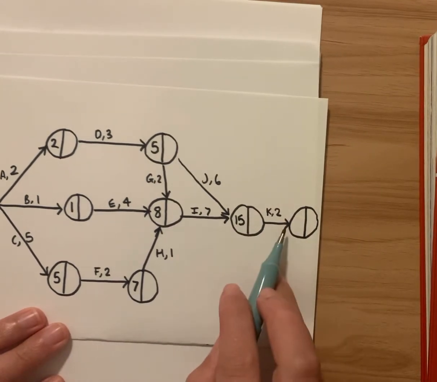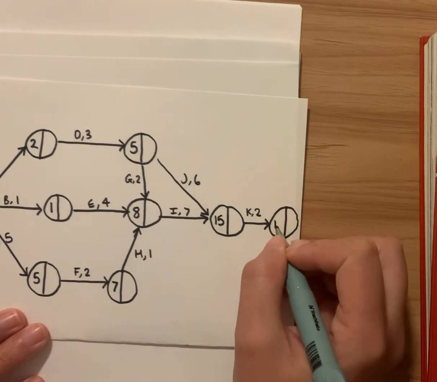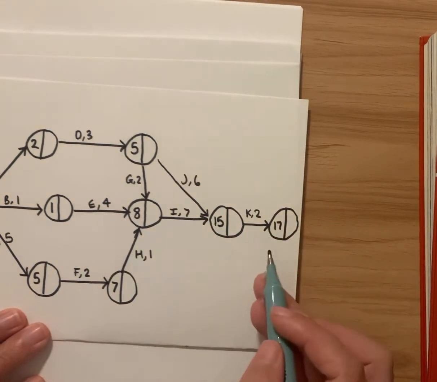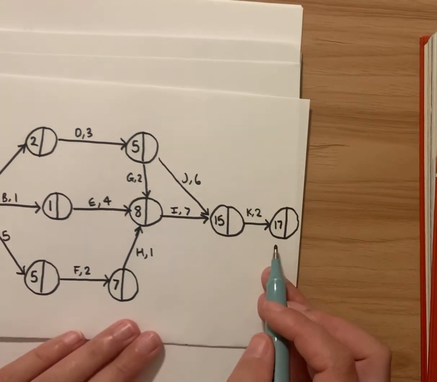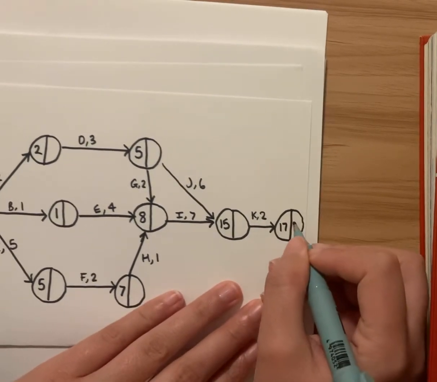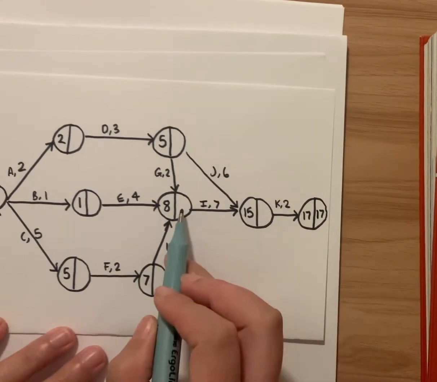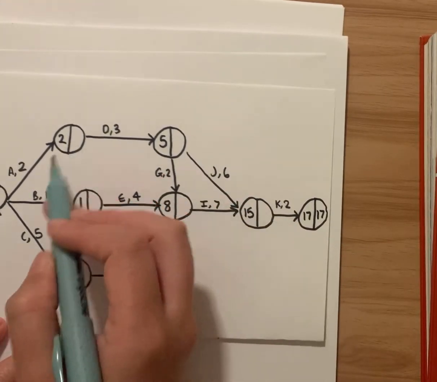And then there's only one edge here that leads to the last point. So it's 15 plus 2, it has to be. Okay, so now we've got our earliest starting time. And our latest starting time is also going to be 17 now. And we're going to work backwards to fill in the right-hand side of the boxes.